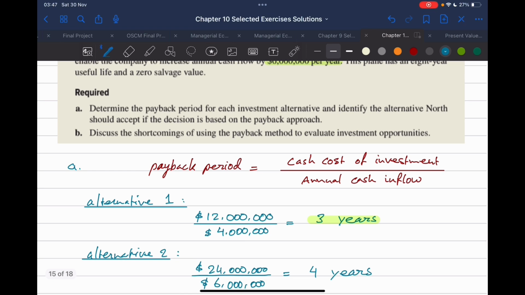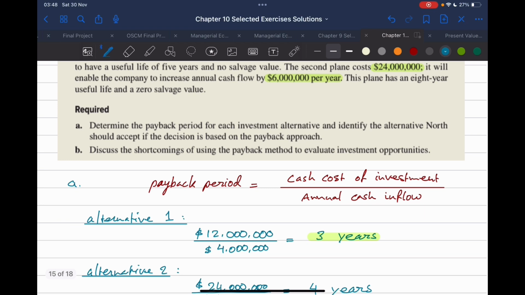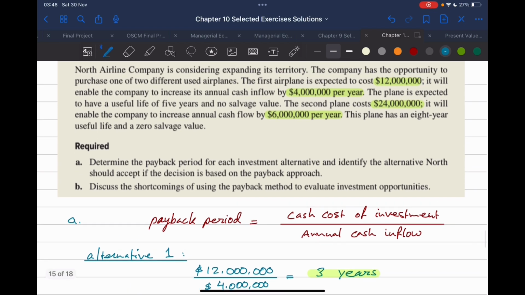Let's see what part B wants. It says discuss the shortcomings of using the payback method to evaluate investment opportunities. Okay. The shortcomings here are clear given the data that are in the question, right? Notice that the payback period did not consider many of the factors that should actually be taken into consideration to decide between those two airplanes.